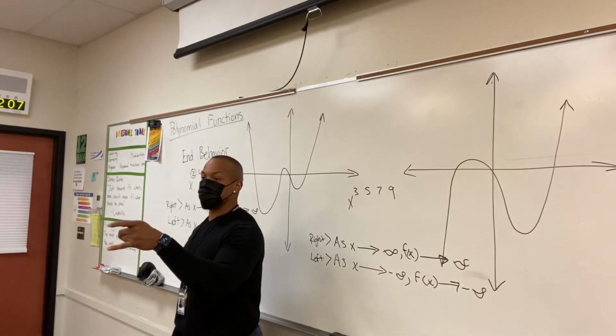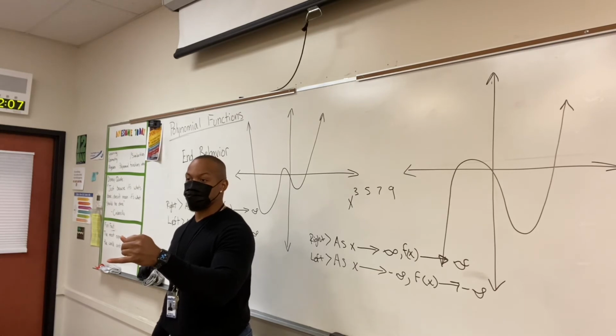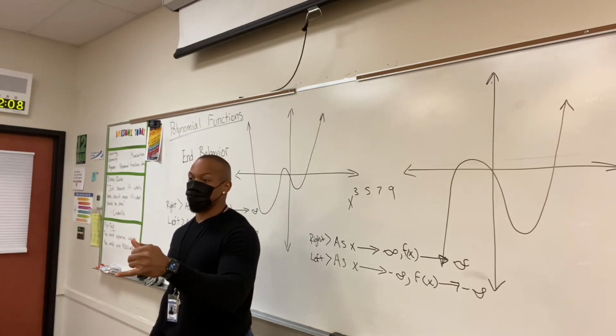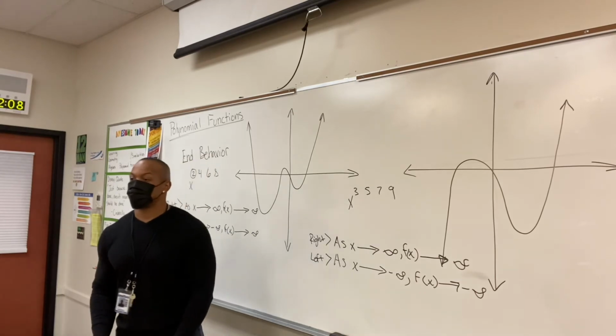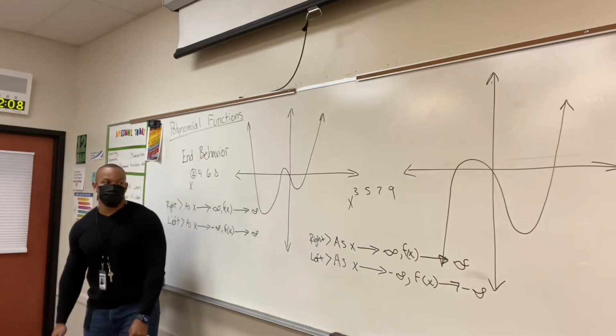Could you say that the right and the left side would be opposites once you find out that the degree is odd? Yeah, once you determine that, then you know that they're going to be opposites. That is easier for you to tell just from looking.